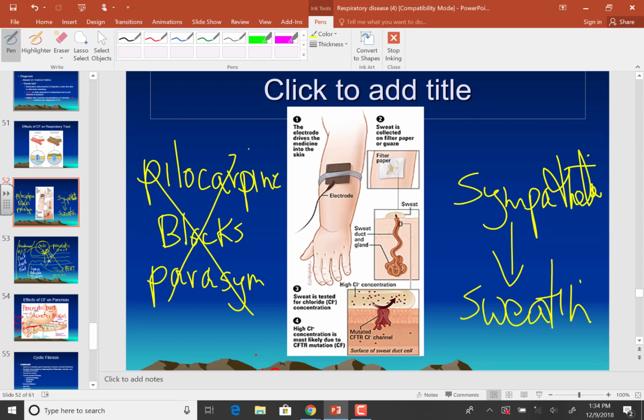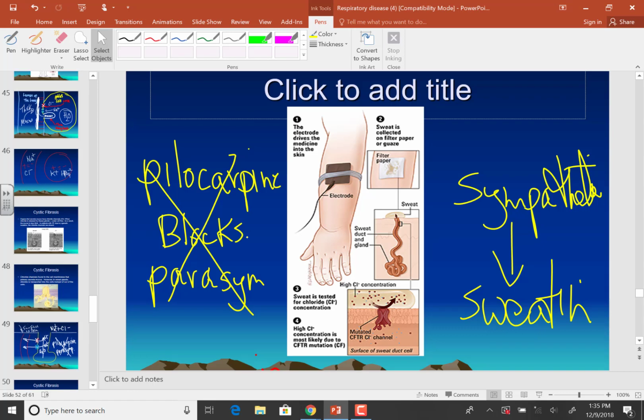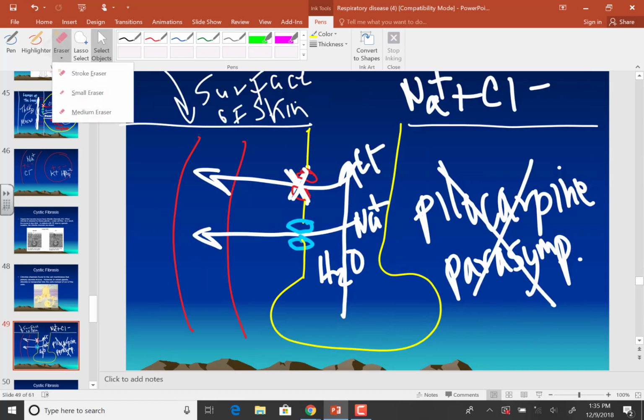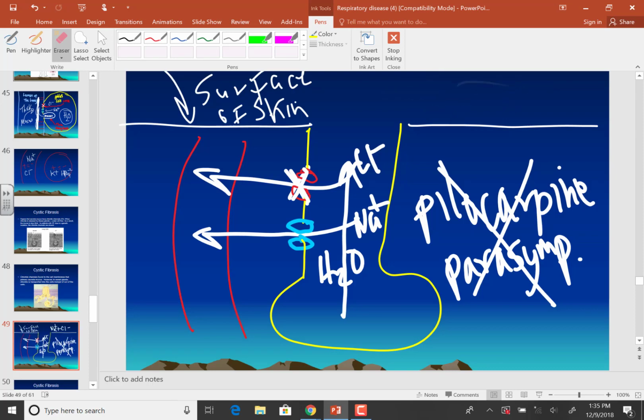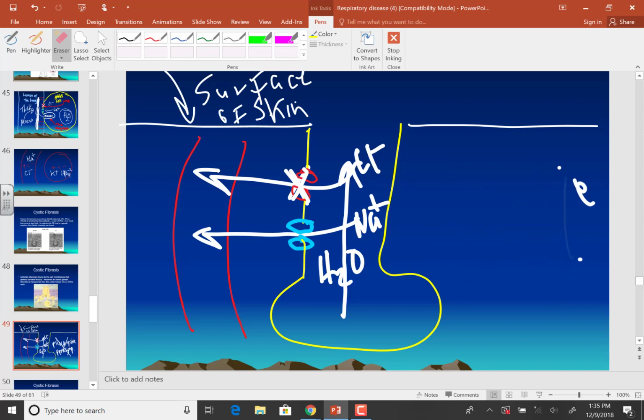Now, they place the electrode on there to drive that medicine into the skin to stimulate sweat glands to sweat. Now, if we look here, all right, I'm getting a little ahead of myself. So this is the surface of the skin. And you get little blood vessels in the dermal layer, right? And then you have the sweat gland, and then this is the sweat duct, right?